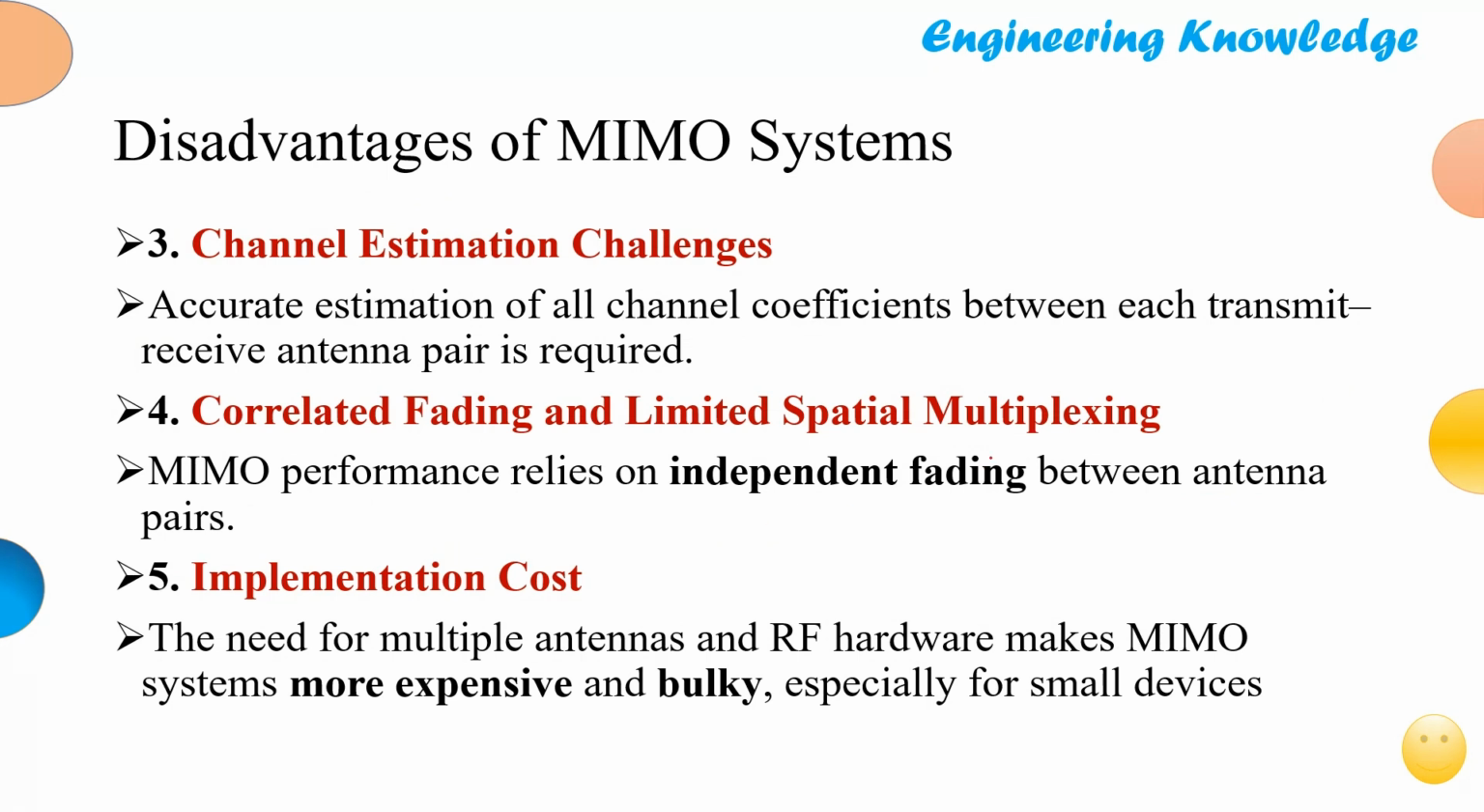Channel estimation becomes a very big problem. You can see channel estimation details in this channel only. I have recorded the proper definition of how channel estimation is done in wireless communication systems. There is another major disadvantage, that of correlated fading. I will show that in the next slide. The implementation cost is also higher; it is more bulky and more expensive. So MIMO systems have the advantages of spatial multiplexing and diversity, but they suffer from these disadvantages also.